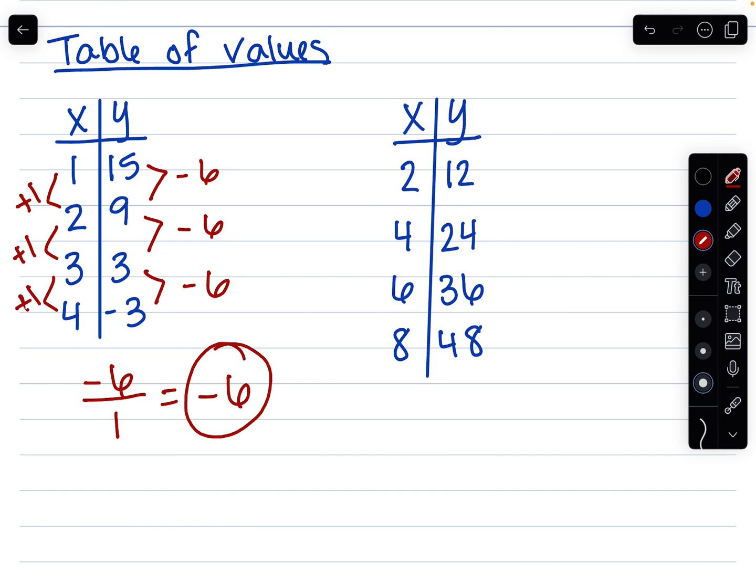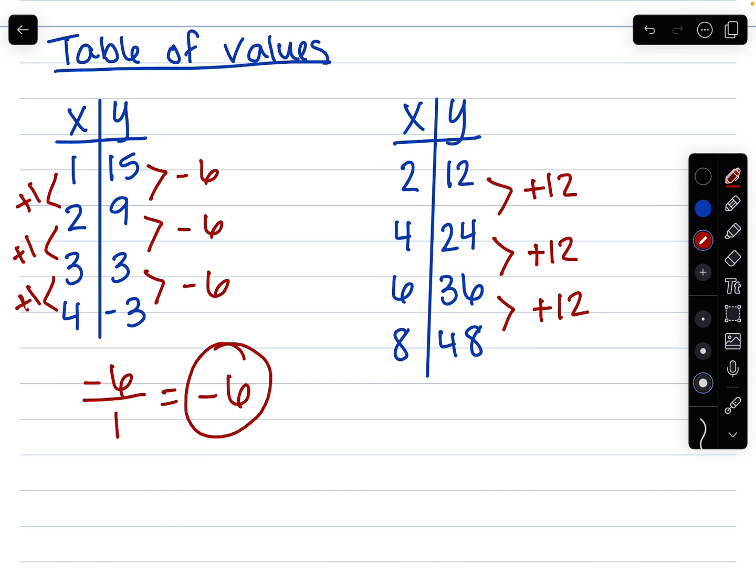Okay, so on the x values, we have 2, 4, 6, and 8. Y values 12, 24, 36, and 48. Okay, all right, Jesus, can you tell me how my y values are changing every time? How do I get from 12 to 24? +12. What about 24 to 36? And 36 to 48? Also +12.